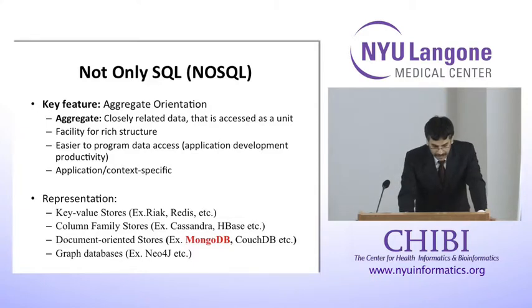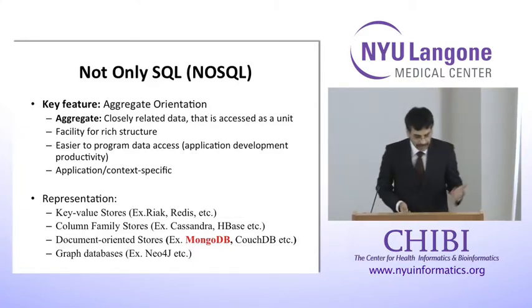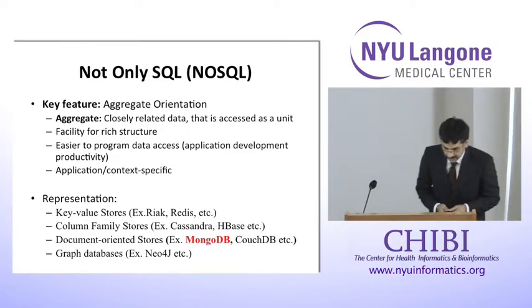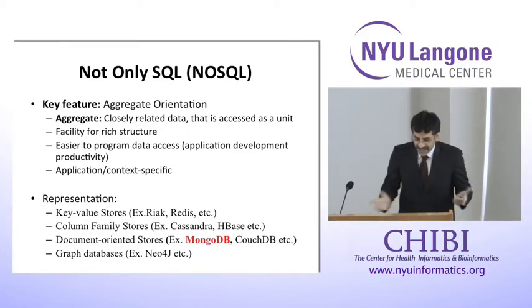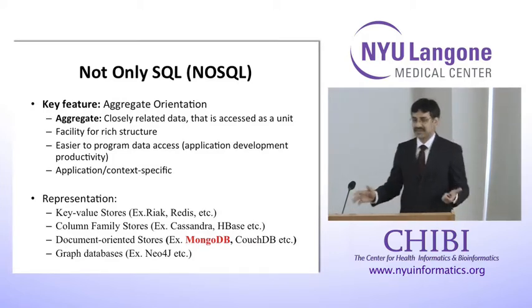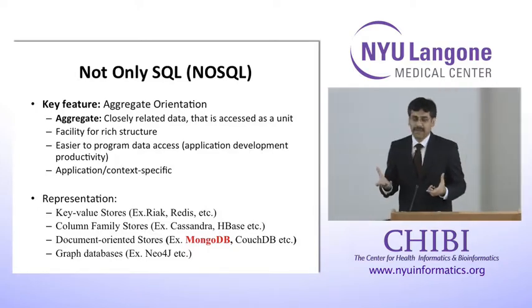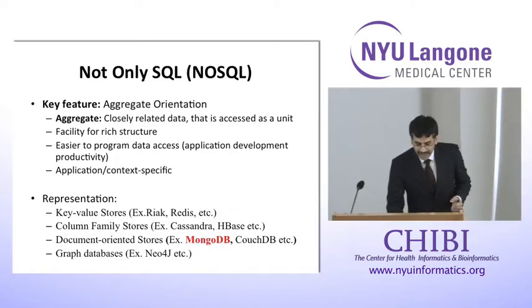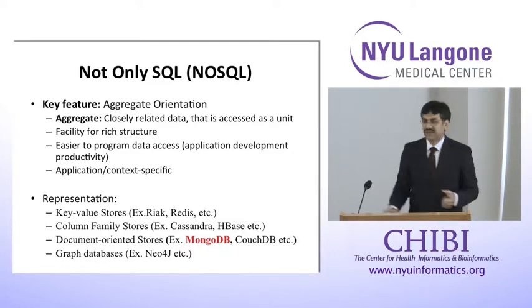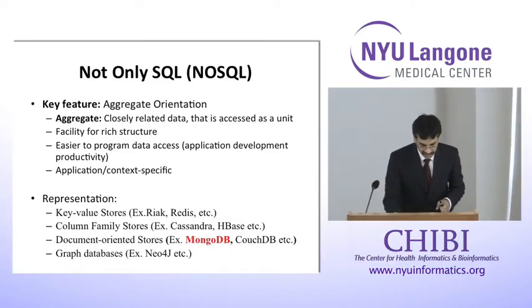Okay. Now there are several different NoSQL databases, which I don't think I have the time to talk about each of those. So there are key value stores, column family stores, document-oriented stores, and graph databases. They all have different capabilities, different data models to represent data in them. The one that I have been using is MongoDB, which is a document-oriented store. So I'll probably just go directly to that in a bit.